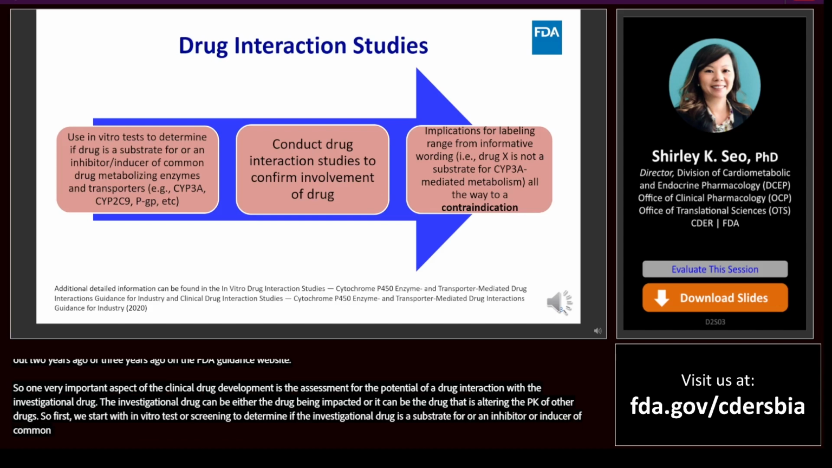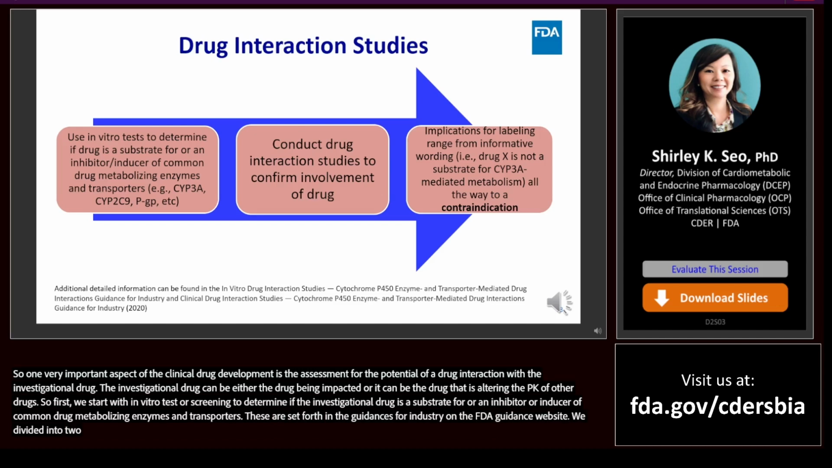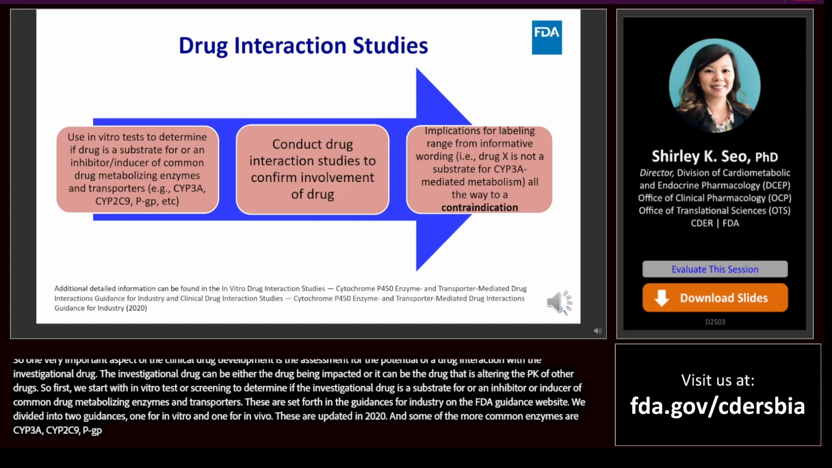These are set forth in the guidances for industry on the FDA guidance website, and we've divided it into 2 guidances, one for in vitro and one for in vivo, and these were just updated in 2020. Some of the more common drug metabolizing enzymes are CYP3A4, 2C9, and P-gp is a very common transporter that we recommend screening for as well.